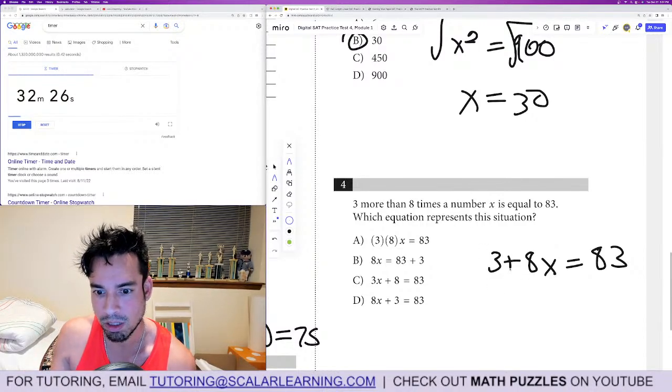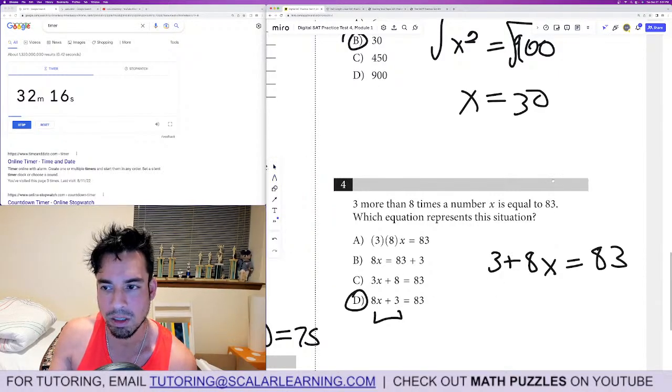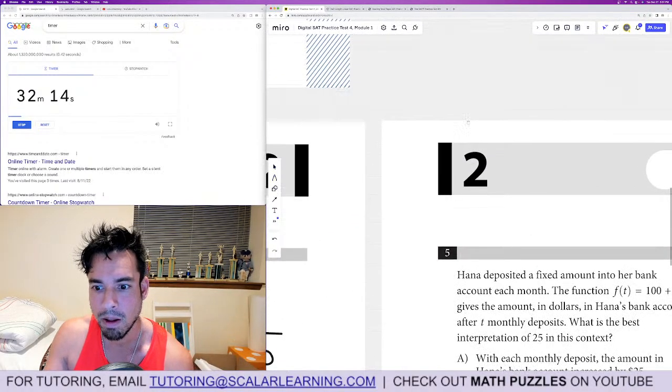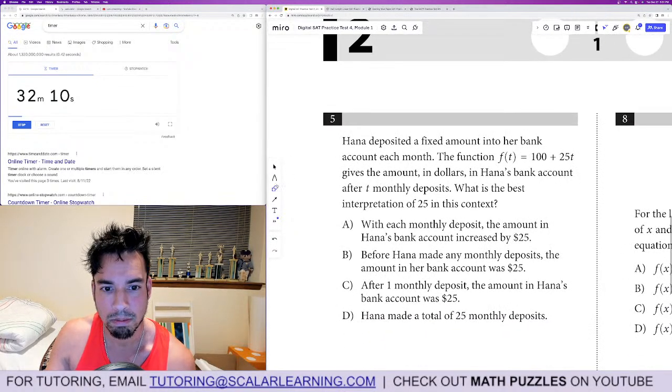Which equation represents the situation? This is the equation, so we're just trying to find that equivalent, and D is right here. The only thing is they switch the order, of course. Doesn't matter if you switch the order, still the same deal. D is the winner, done. Number 5. Hannah deposited a fixed amount into her bank.